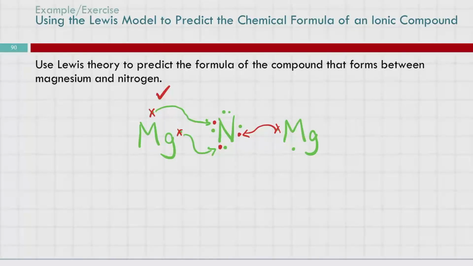Is magnesium, number 2, happy? No, it's not. Is nitrogen happy? Yes, nitrogen is happy. So nitrogen at least is good. For magnesium to be happy, what needs to happen? It needs to give away this other electron. Where could it give away that other electron? Another nitrogen. So we're going to draw in another nitrogen.